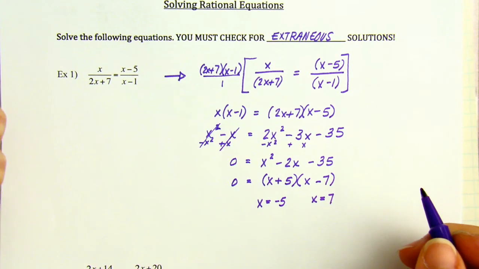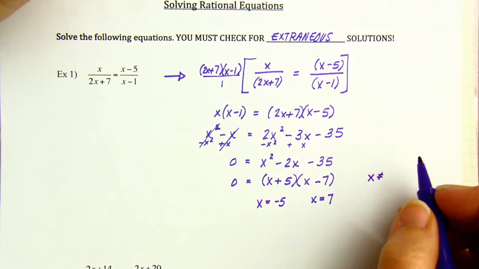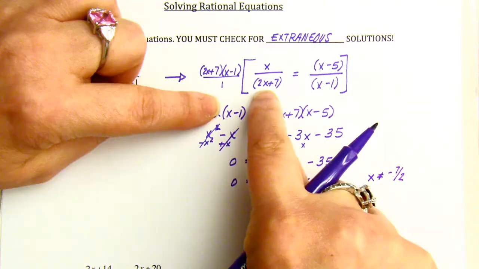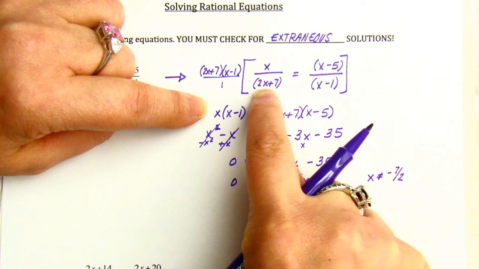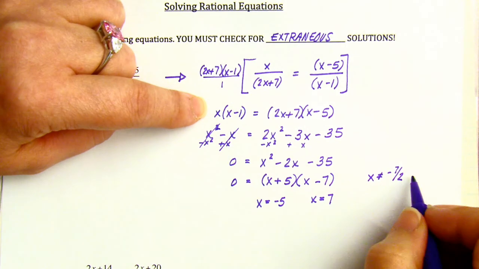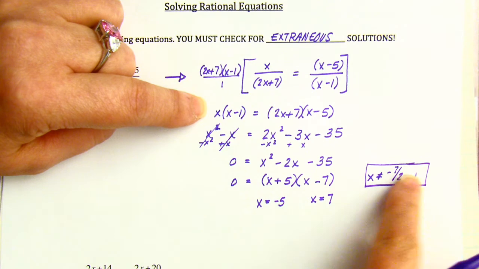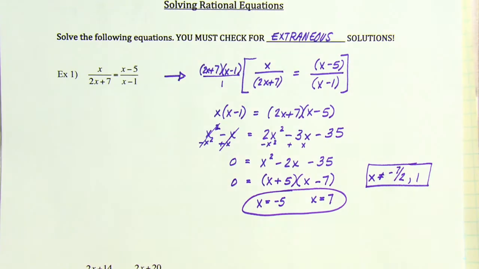What can't x be? X cannot equal negative 7 over 2, right? If I set this equal to 0 or not equal to 0, subtract the 7, divide by 2, negative 7 halves, and x can't be 1. Those are my restrictions. My solutions are not the restrictions. So there's my solution.